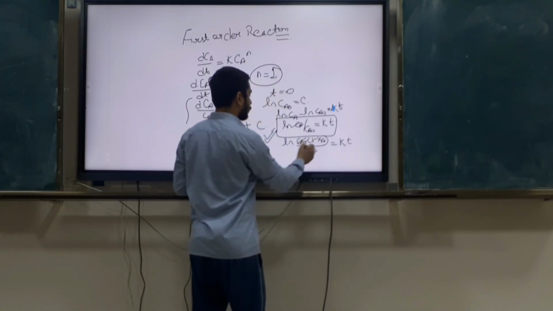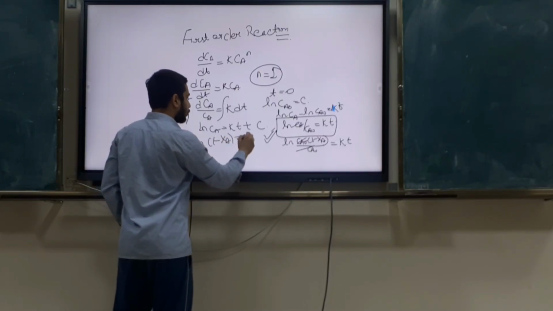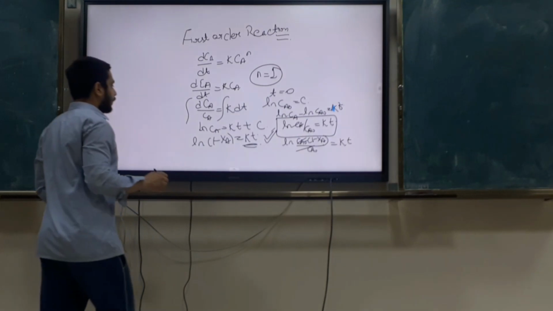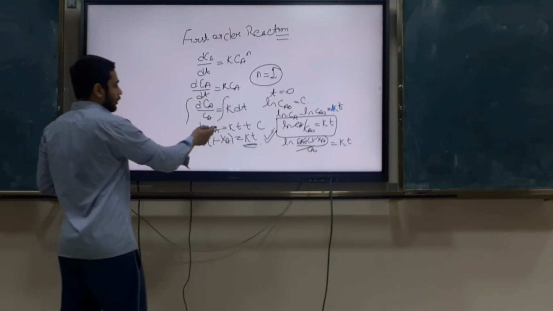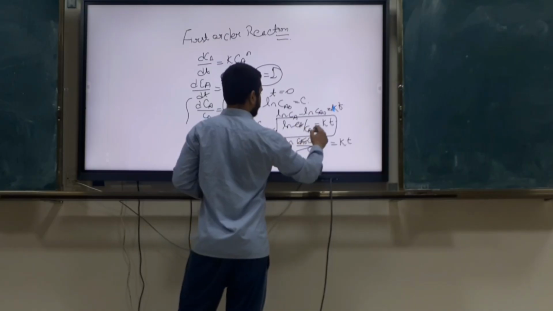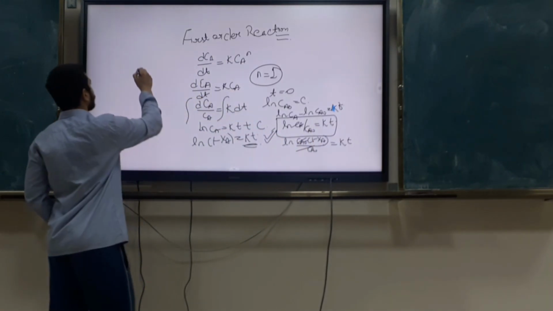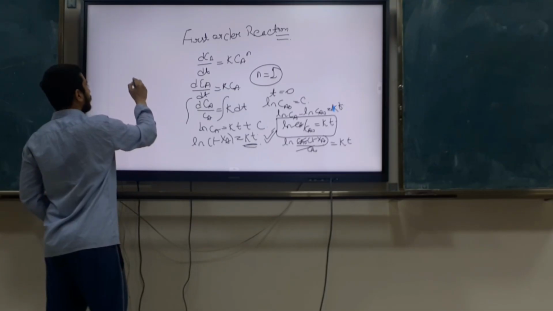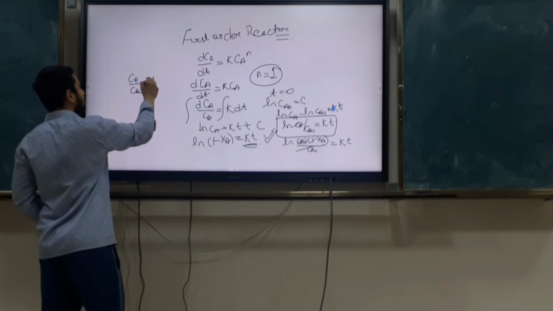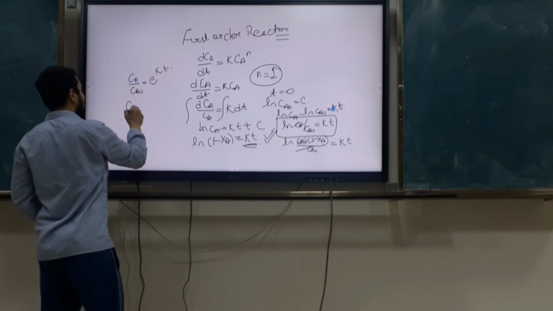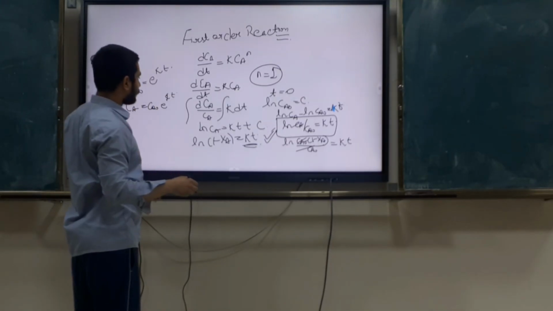Further we can solve like this also: ln 1 minus Xa is equal to K into T. So how to plot the graph of ln Ca by Ca naught is equal to K into T? Like this we will plot. Ca upon Ca naught will become e to the power of Kt, so Ca is equal to Ca naught e to the power of Kt.